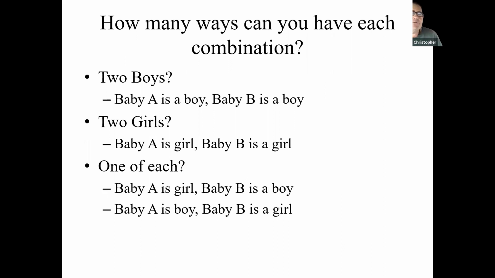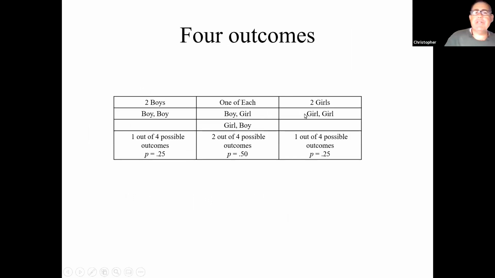So how do you get to 2 boys? Baby A would be a boy, baby B would be a boy also. 2 girls, baby A would be a girl, and baby B would be a girl. 1 of each, baby A is a girl, baby B is a boy, but it could also happen that baby A was a boy and baby B was a girl. So those are the 4 different outcomes. Boy, boy, there's 1 way to get that out of 4 different things that can happen. So the probability is 0.25.